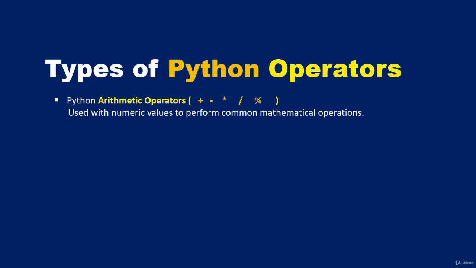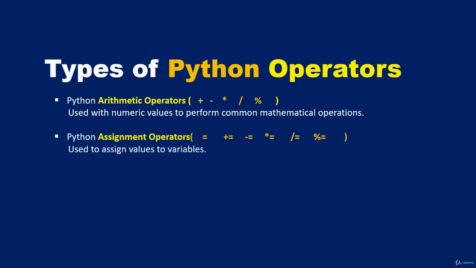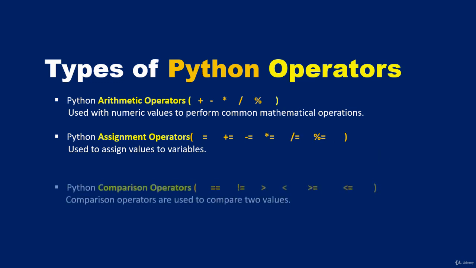The next type of operator is the assignment operators. These type of operators are basically used to assign values to variables. So these are what the symbols look like. You've got the equals to, the plus equals, minus equals, multiplication equals, division equals, and modulo equals. We also have the comparison operators, which are used to compare values.